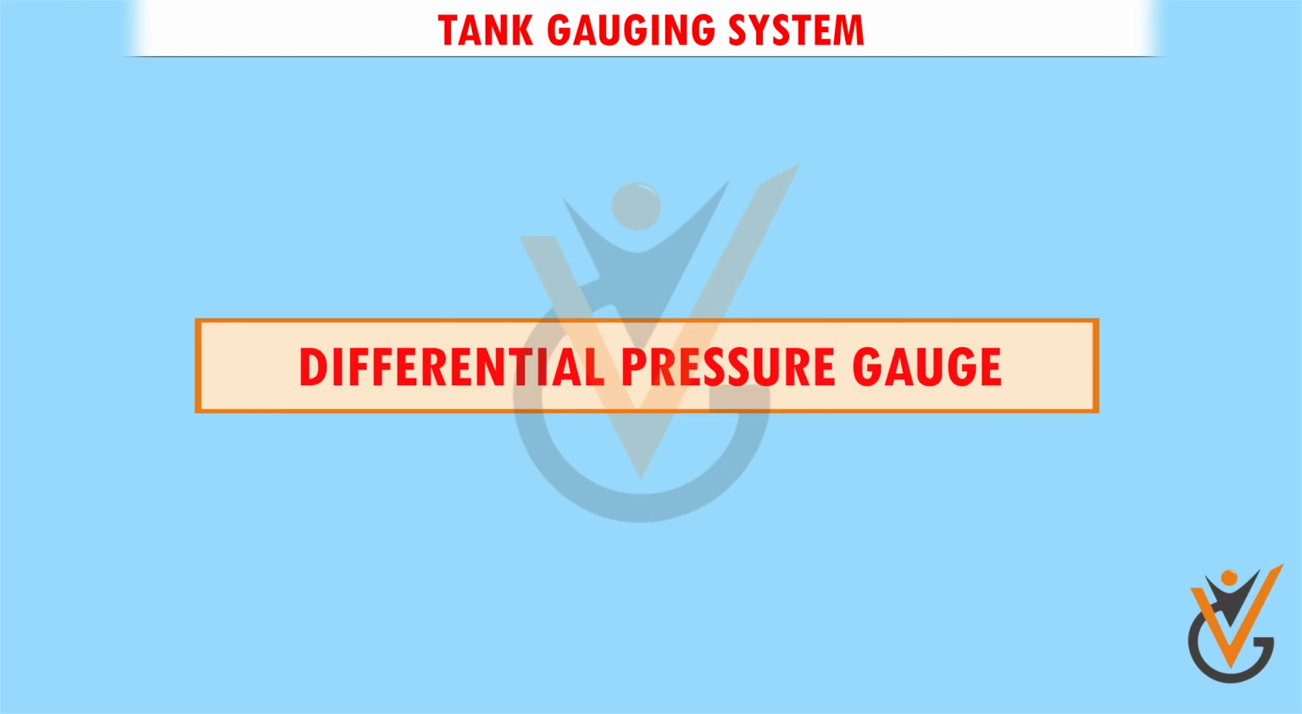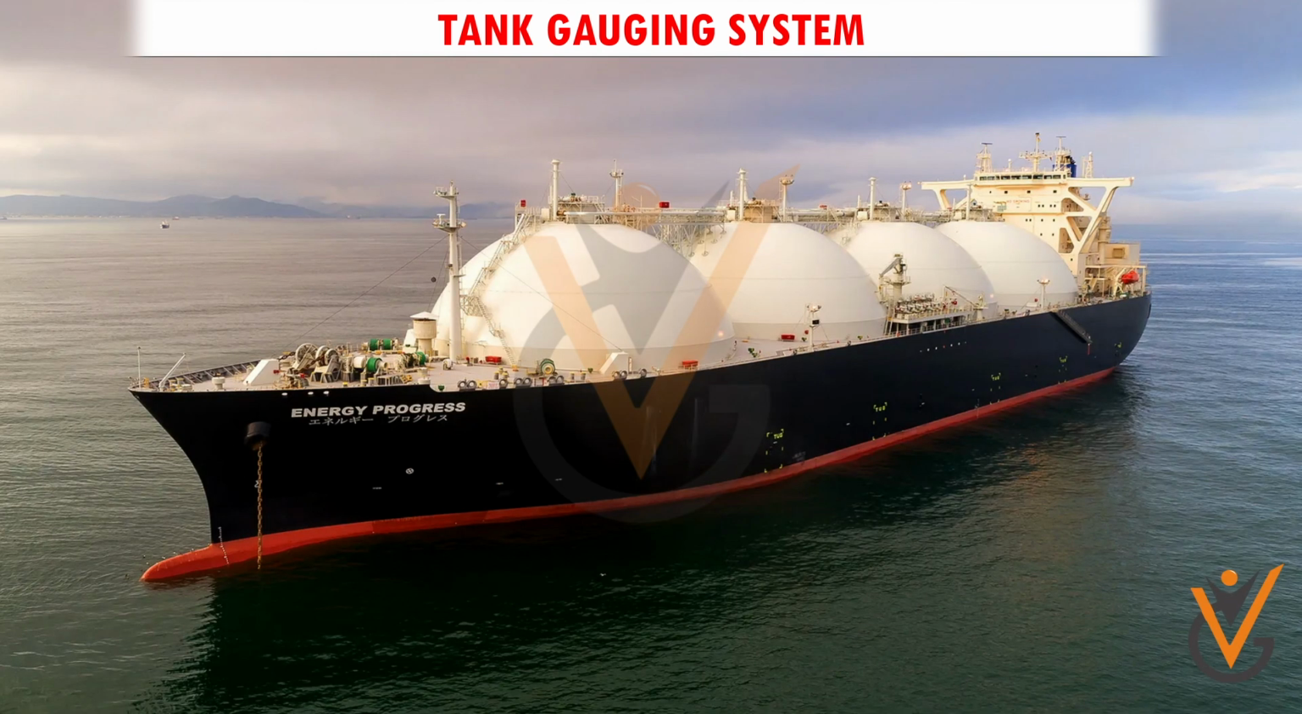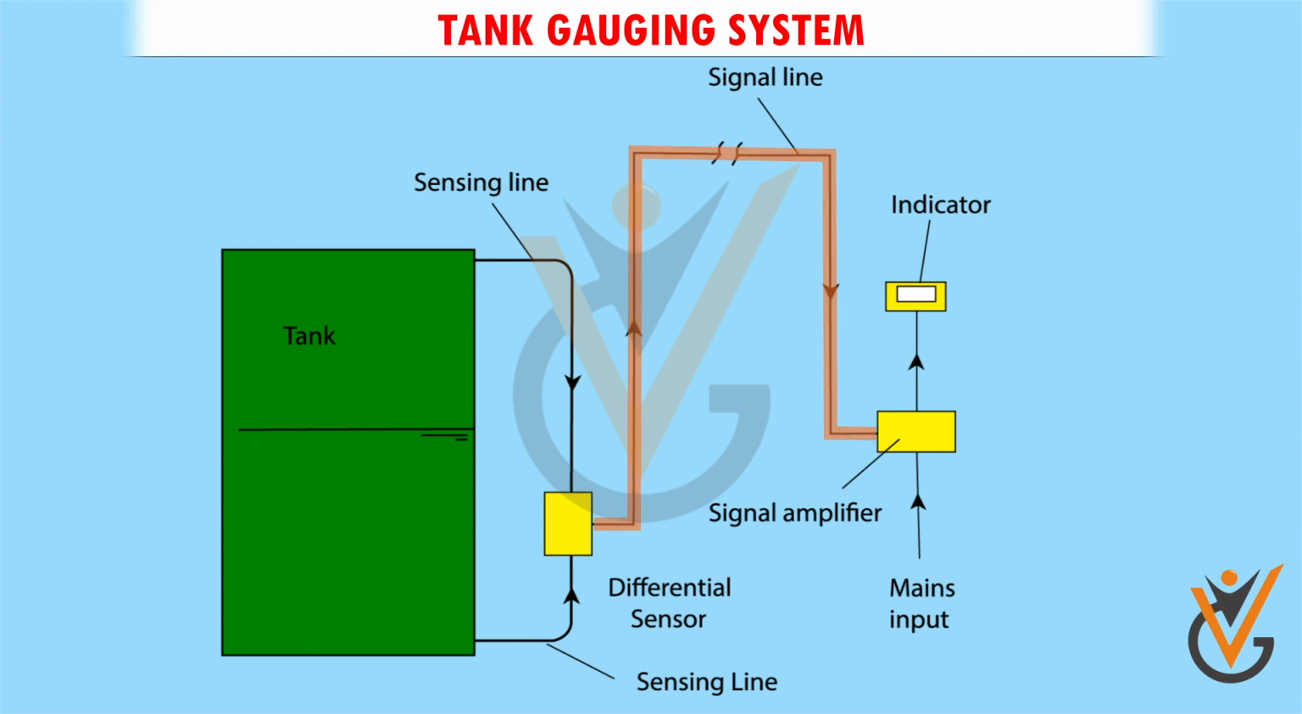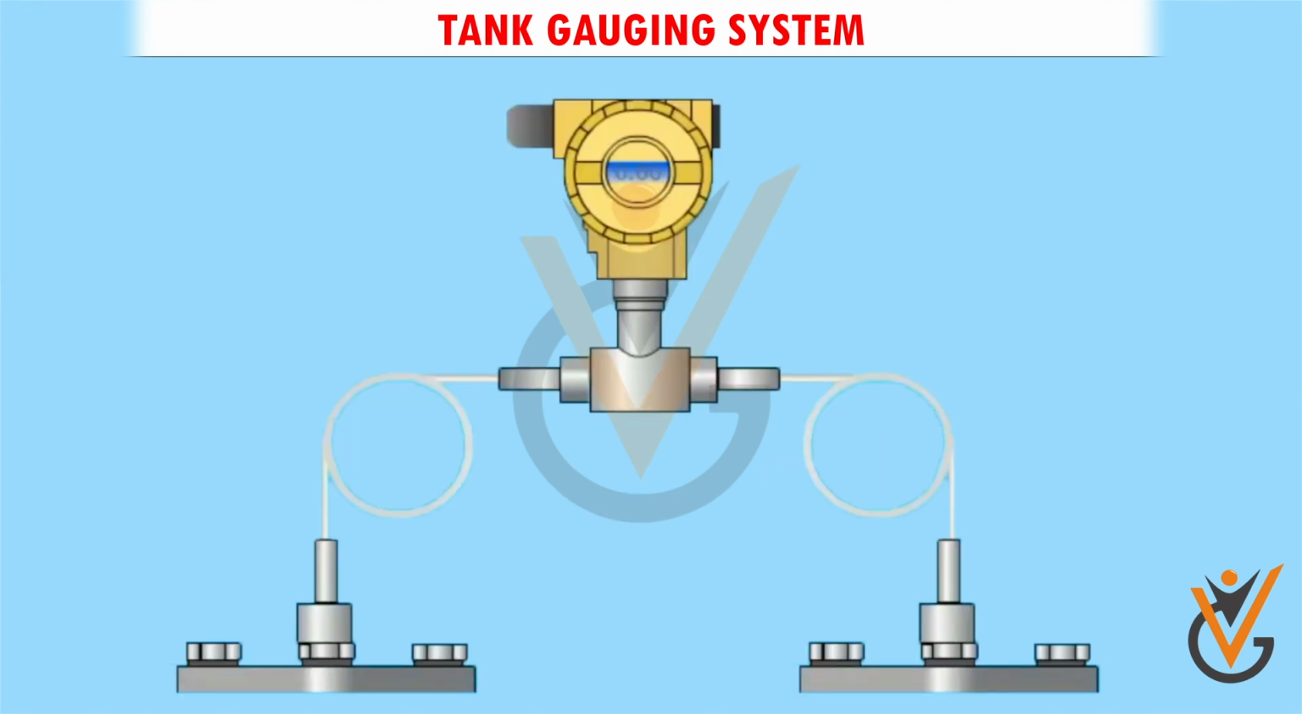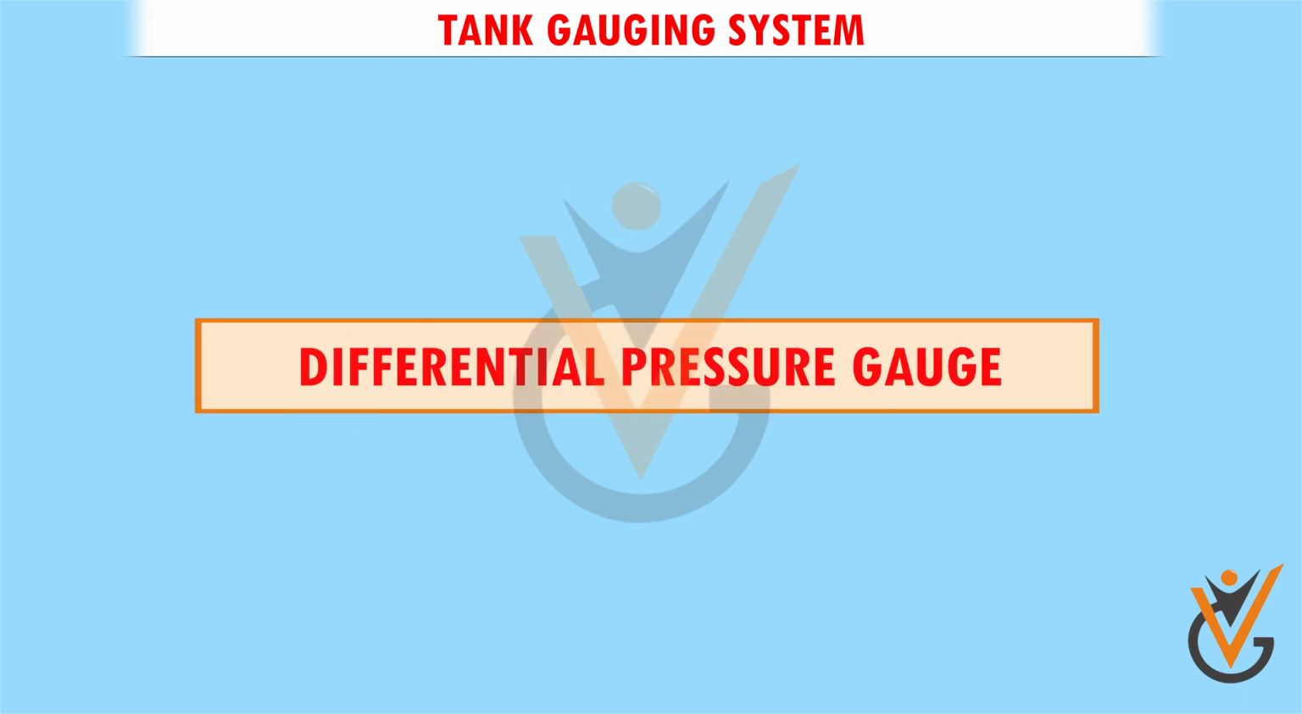In this media you will learn about the differential pressure gauge. Differential pressure gauges can be used in ships only if the tank is above the deck. Inert gas is passed through the signal lines of this device. This gauge works based on the differential pressure between the vapor and liquid. Thus, you have learned about the differential pressure gauge.